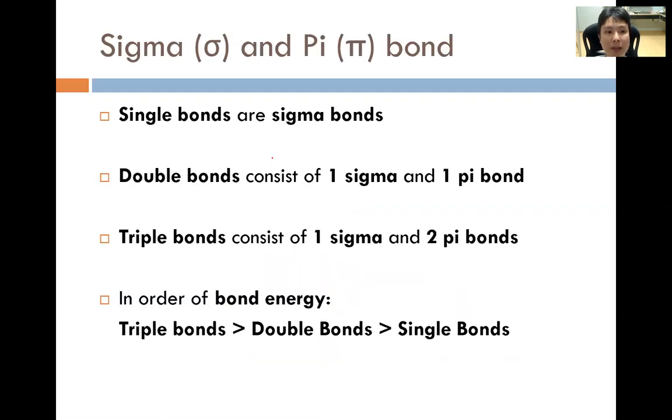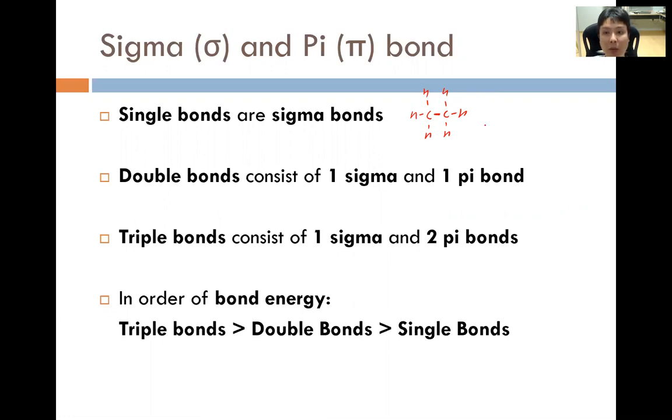Okay, so single bonds are always sigma bonds. For example, if we have a carbon-carbon bond in this manner, let's say we talk about the ethane molecule, this carbon-carbon bond, if it's only a single bond, will always be a sigma bond, a head-on overlap.